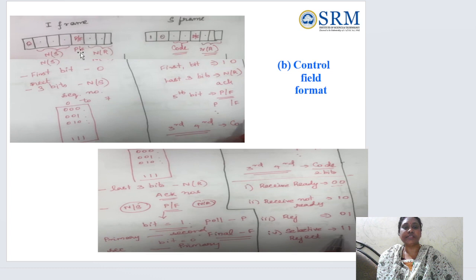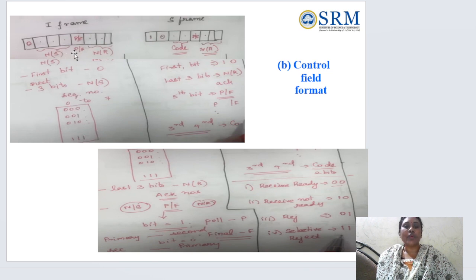So for the I frame, this is the frame structure. The first bit is 0. The next 3 bits are allocated to N(S). The next is P/F. The last 3 bits are allocated to N(R). The first bit of the I frame is always 0, and the next 3 bits are N(S). N(S) is the sender sequence number. It takes a 3-bit sequence number, from 000 up to 111.